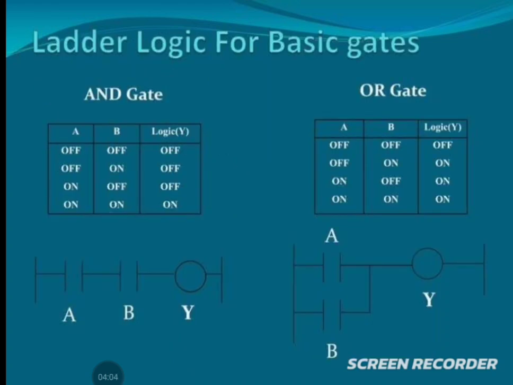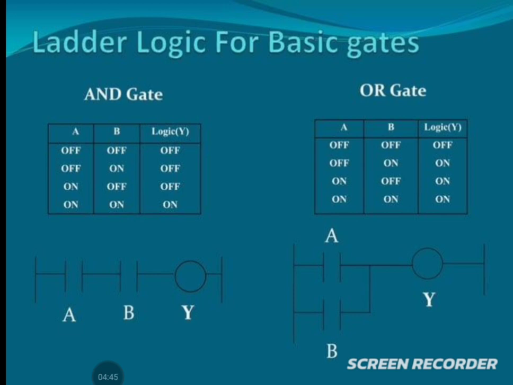These are the ladder logic circuits. One is the AND gate and another is the OR gate. When A is off and B is off, the final logical result is off. When A is off and B is on, similarly the value given by the logic is off. When A is on and B is off, similarly the logic gate is off. Only when the two signals A and B are both on will the final signal from the circuit be on. This is the AND gate explanation.